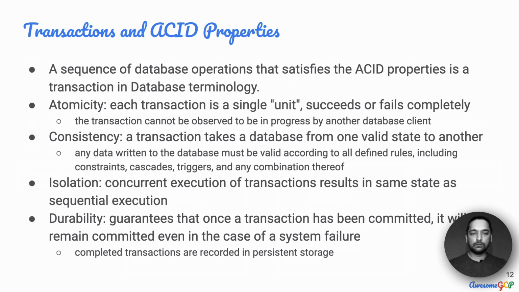I stands for isolation, which means that when a bunch of transactions are happening concurrently on a database, which is very much a possibility because these databases are being accessed simultaneously, probably all across the world, from different applications and different users, these transactions are going to happen concurrently. Isolation means that when these transactions happen concurrently, they should result in the same state as if those transactions happened sequentially.